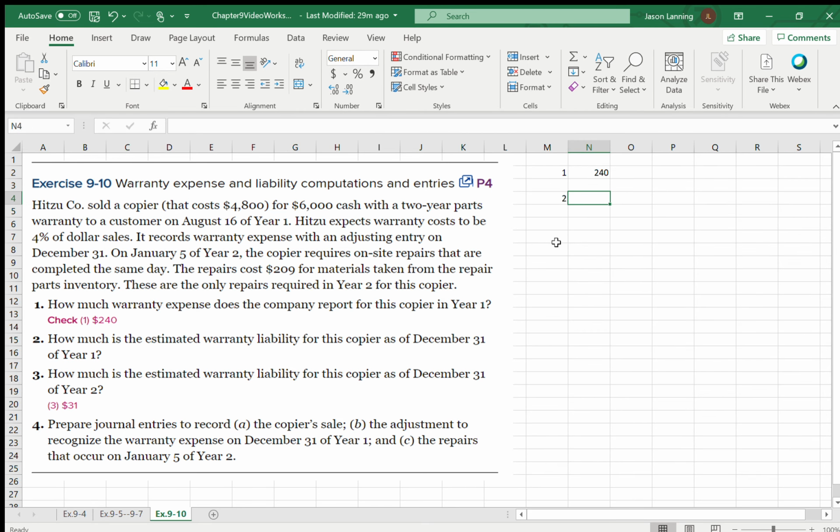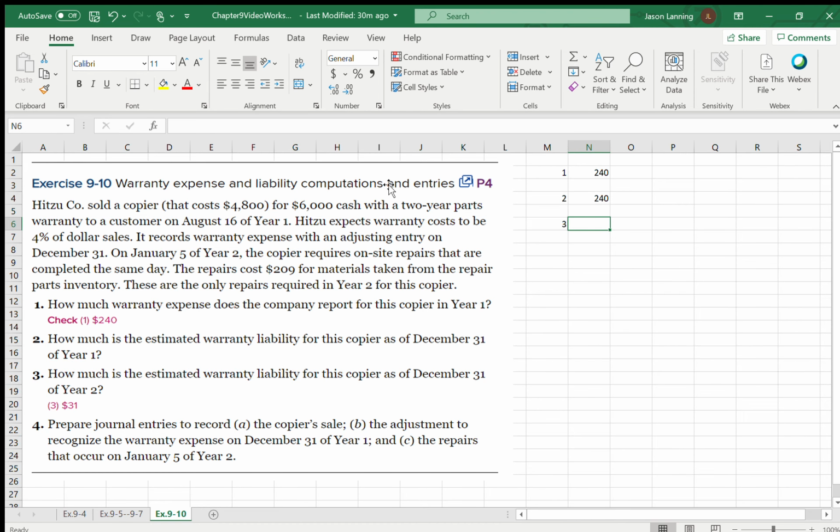For number 2, how much is the estimated warranty liability for this copier as of December 31st of year 1? Well, on January 5th of year 2, they required repairs. So in year 1, they didn't require any repairs. Nothing was used. So in year 1, we still are at $240 because nothing has changed.